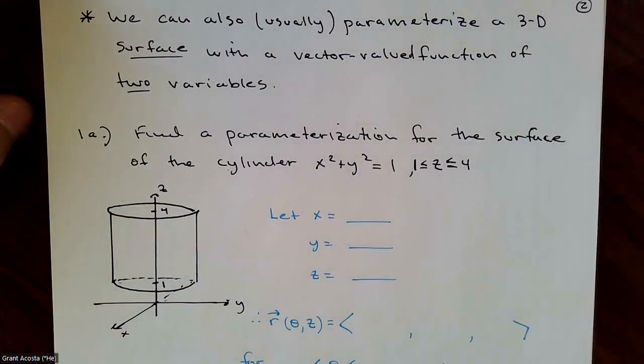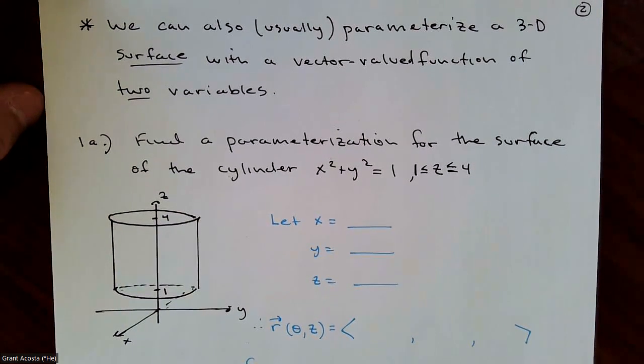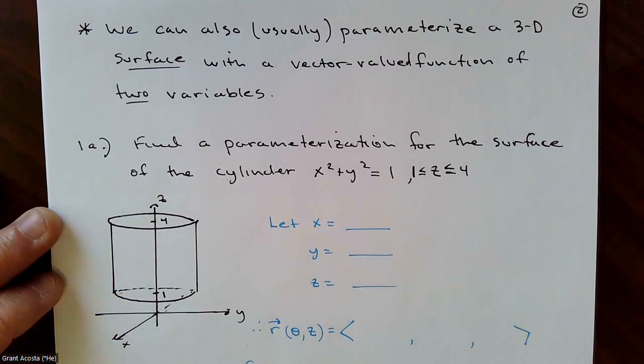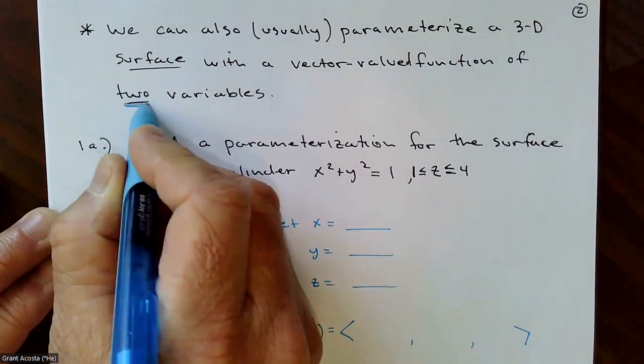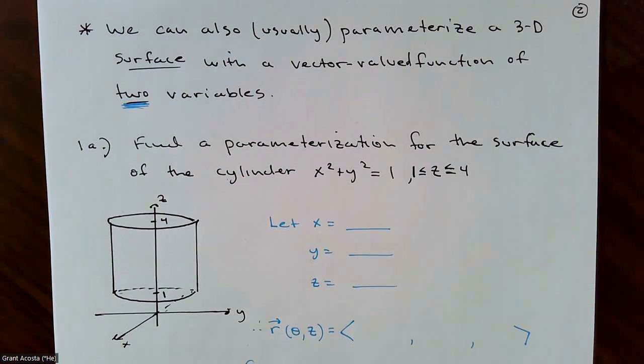So perhaps, or maybe not surprisingly, we can parameterize a 3D surface, a whole surface, not just a curve, using a vector valued function with two variables. Those other examples are just lines or curves in space. We need an extra variable to do a surface. For a curve, you can usually do it with one variable.